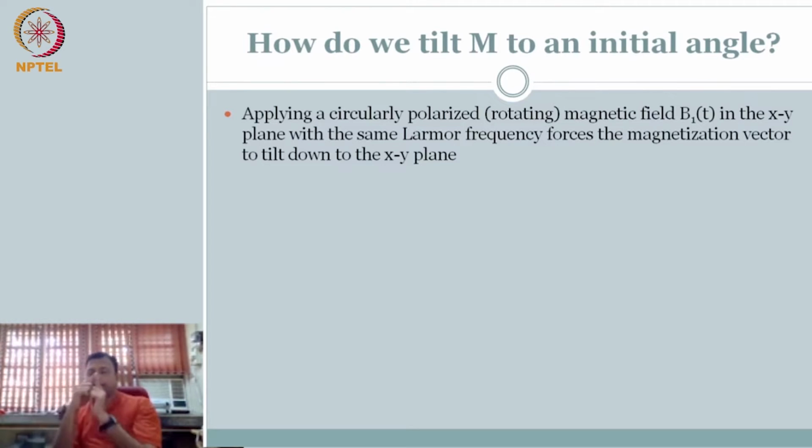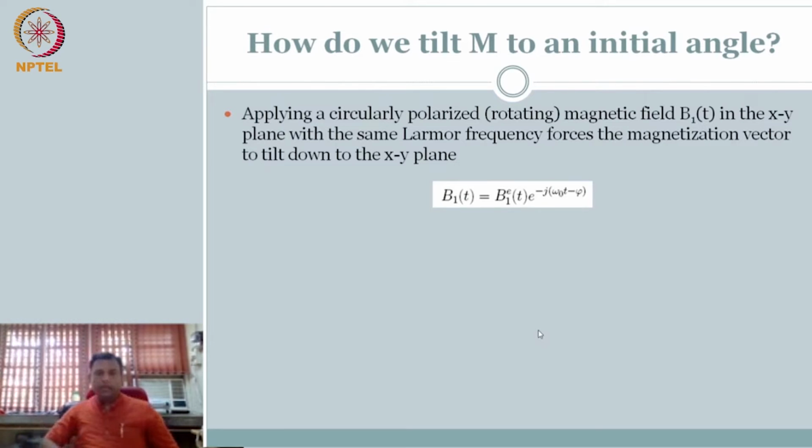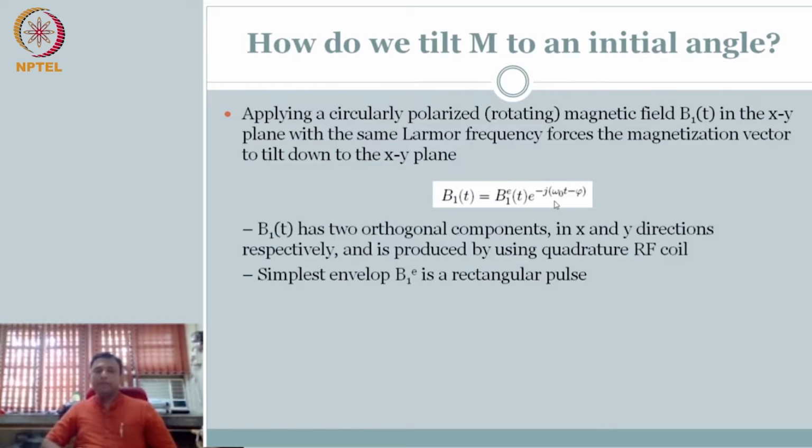So I am doing this because in the XYZ coordinate, this is what is happening. But if you want to visualize this easily, in the rotating frame of reference, essentially what happens is this magnetization vector is going to the floor. Okay. So you apply B1, right? B1 of t is nothing but it's having an envelope, and then it is having a frequency here. So that is the description of the rotating magnetic field.